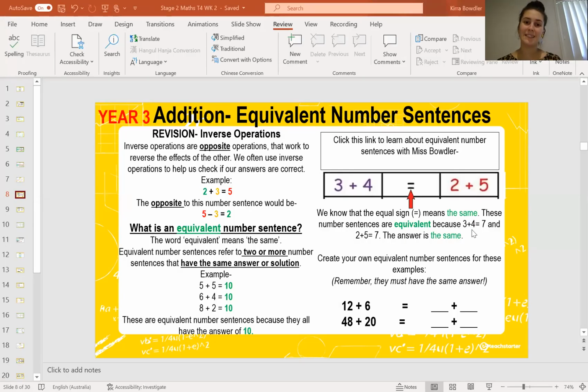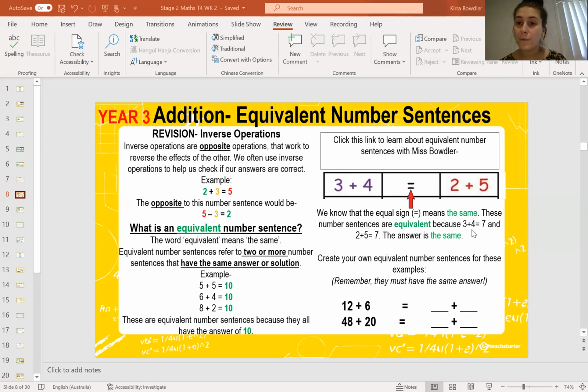Hi, Year 3. Today we are looking at equivalent number sentences. We learned yesterday all about inverse operations and how addition and subtraction work together to reverse each other and can be used as a strategy to help us solve and make sure that our answers are accurate.